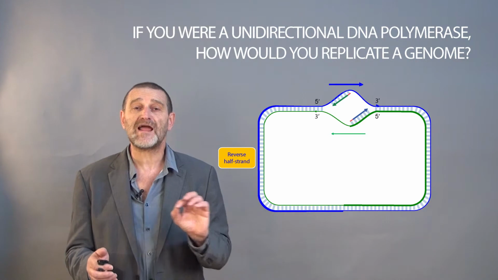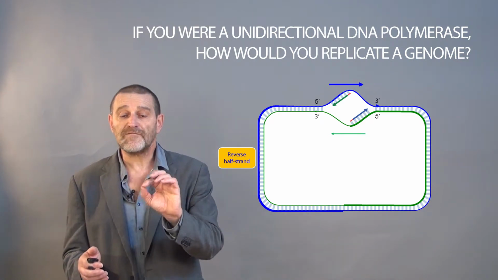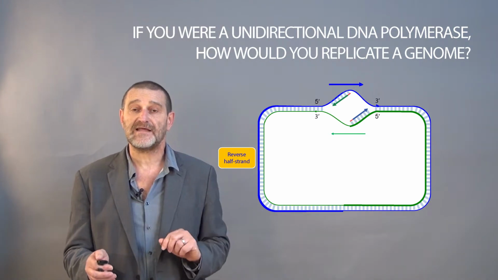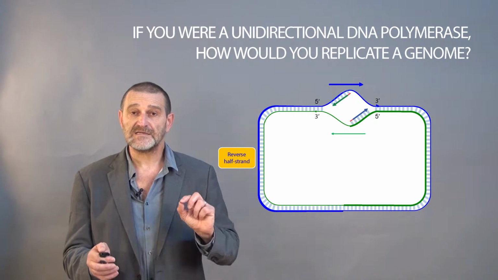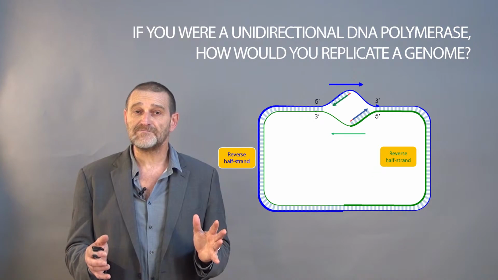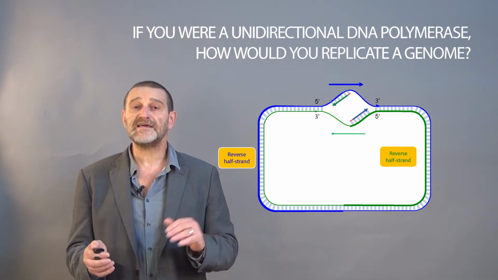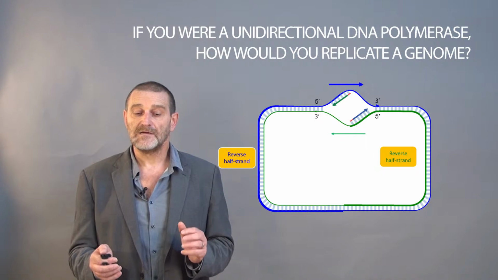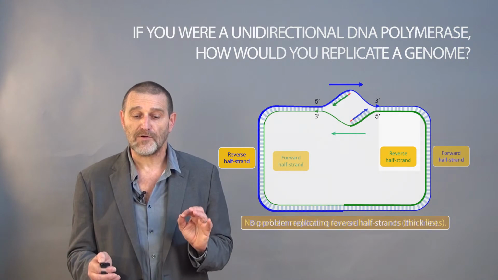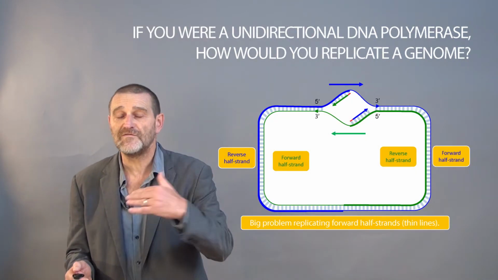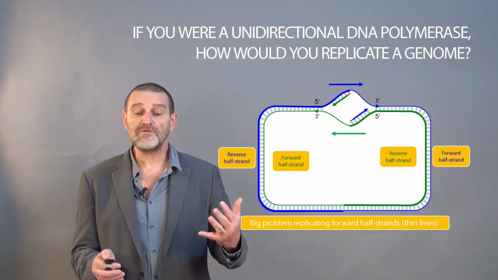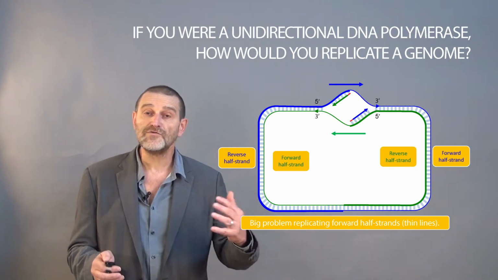And I have no problem replicating it because moving from origin to terminus goes in the opposite direction to DNA. Likewise, this thick green line that I showed right now also doesn't present any problem to replicate. 1 DNA polymerase can accomplish it. But 2 other half strands present a big problem because they cannot move in the same direction that they go. So if you were a unidirectional DNA polymerase, how would you replicate a genome?